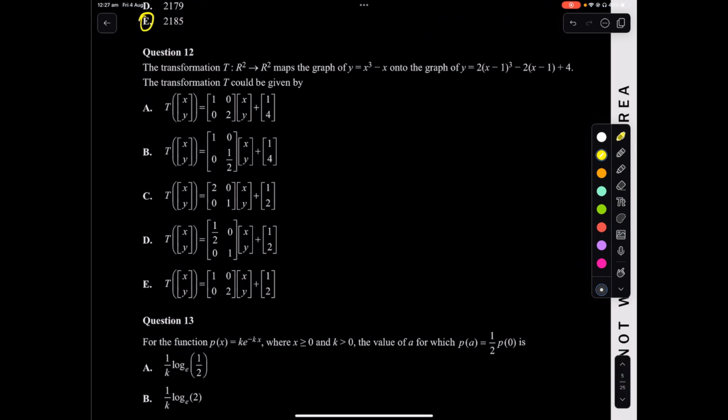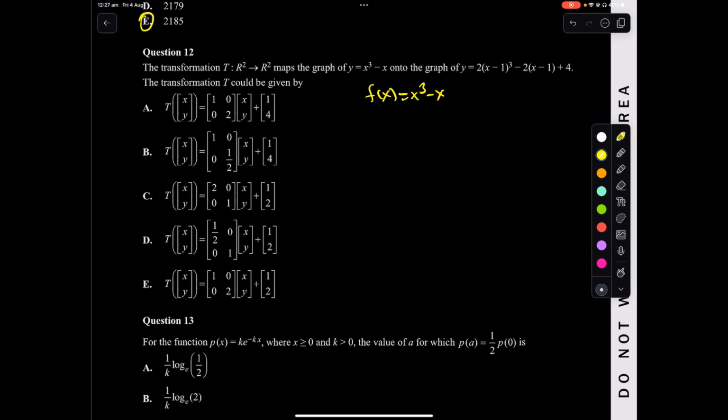A transformation that transforms the graph of y equals x... So maps means transforms the graph of this onto the graph of this. The transformation could be given as what? Okay. So what we can do is we can say y equals... First, let's say f of x. Actually, just change it to f of x. So let's say f of x equals x to the power 3 minus x.